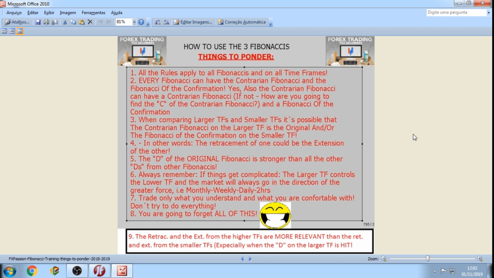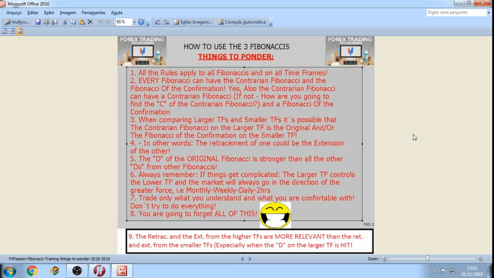Number one, all the rules apply to all Fibonacci's and on all time frames. Okay? Where is the A? Where is the sub A? What is the C? What is the sub C? Where is the D extension? All the rules apply to all Fibonacci's and on all time frames.